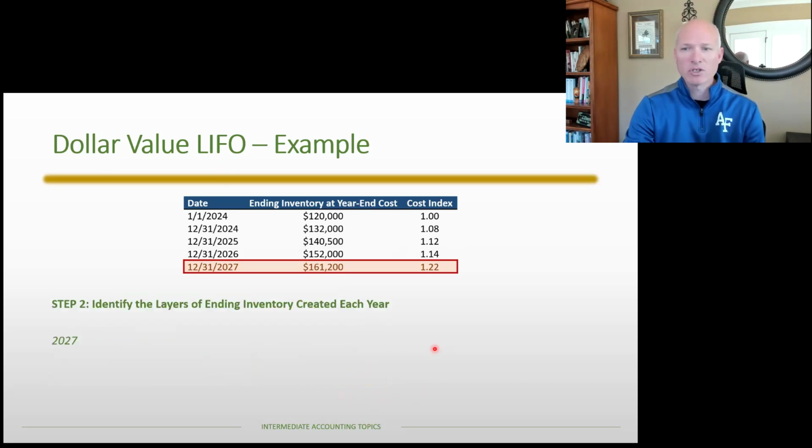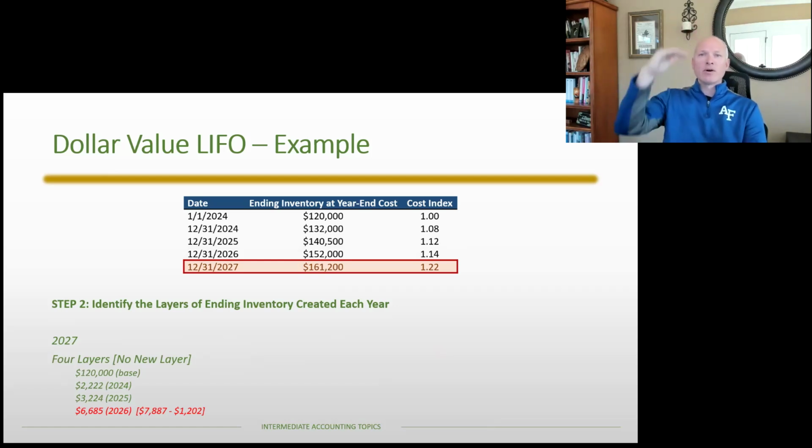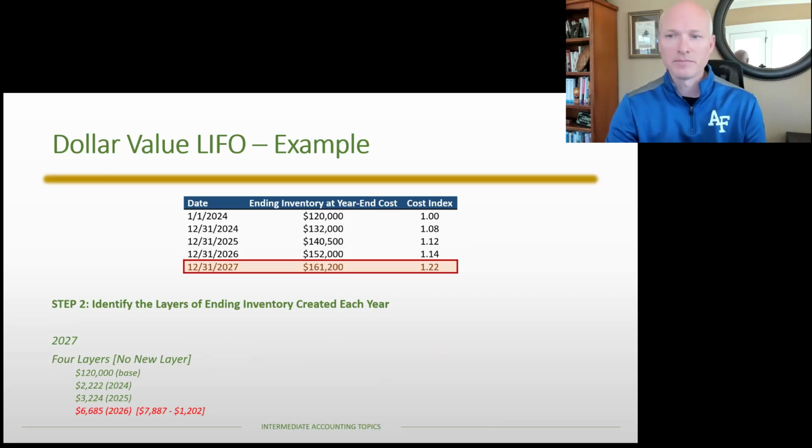And so then what we have in 2027 is we still only have 4 layers. We have our base year layer, our 2024 layer, our 2025 layer, and now a slightly lower 2026 layer. And that is really where we're trying to end in step 2. So for every single year now, we know exactly how many layers existed for that year. But again, those layers now are stated at base year costs.